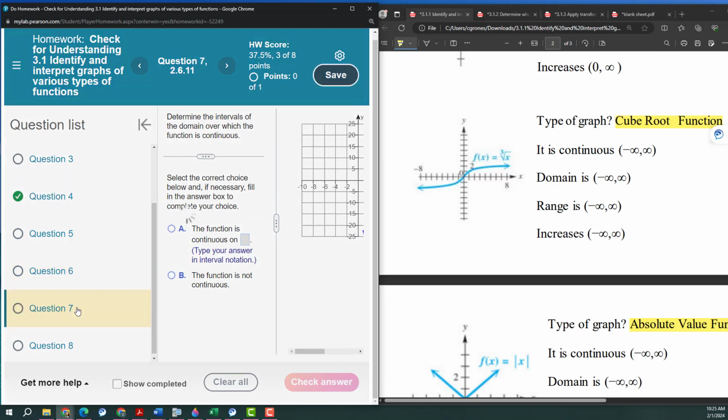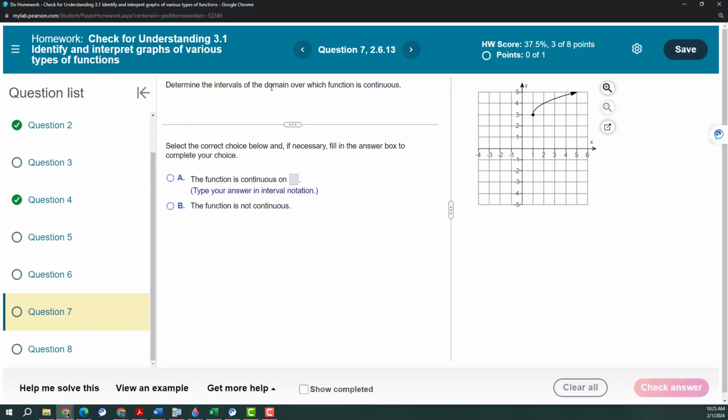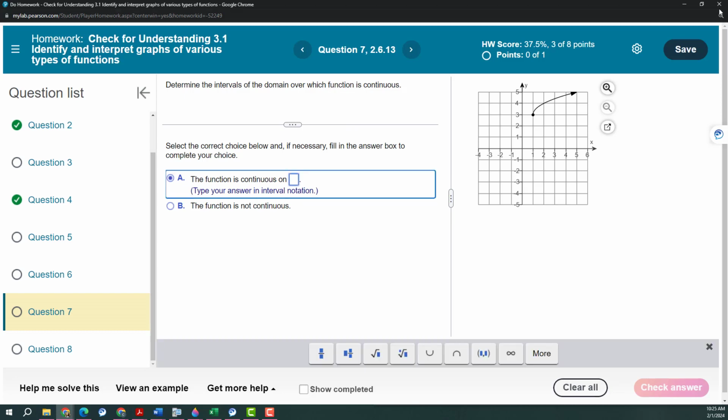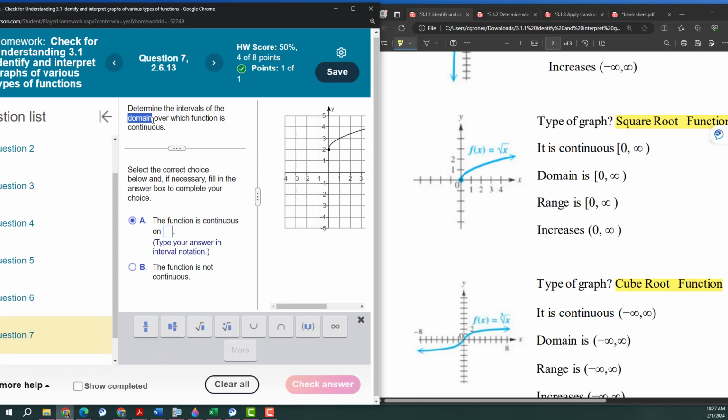All right, I'm not going to do number 5. I'm not going to do number 6, but I will do number 7. Number 7 says, determine the intervals of the domain over which the function is continuous. So you're looking at our domain. Remember, our domain is our x. The range is the y. So it says we want to see if the function is continuous or not continuous.